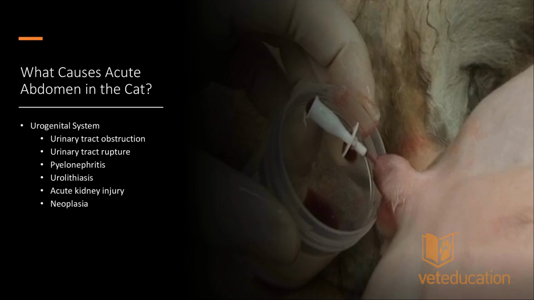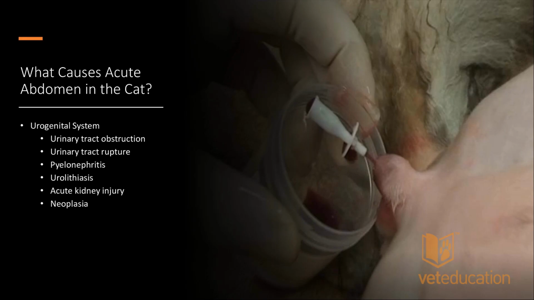But sometimes animals can suffer from urinary tract rupture, either as a sequela to urinary tract obstruction, or potentially as a sequela to blunt or sharp abdominal trauma. So again, road traffic trauma, dog attacks, and those sorts of things.